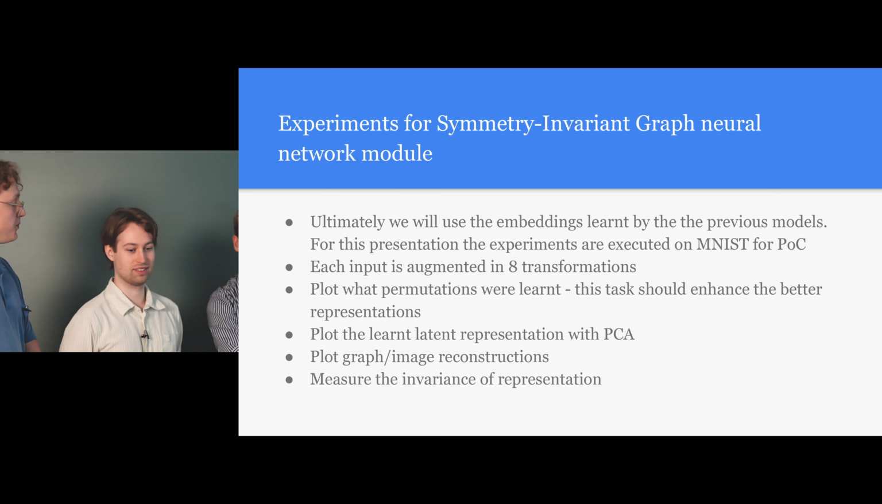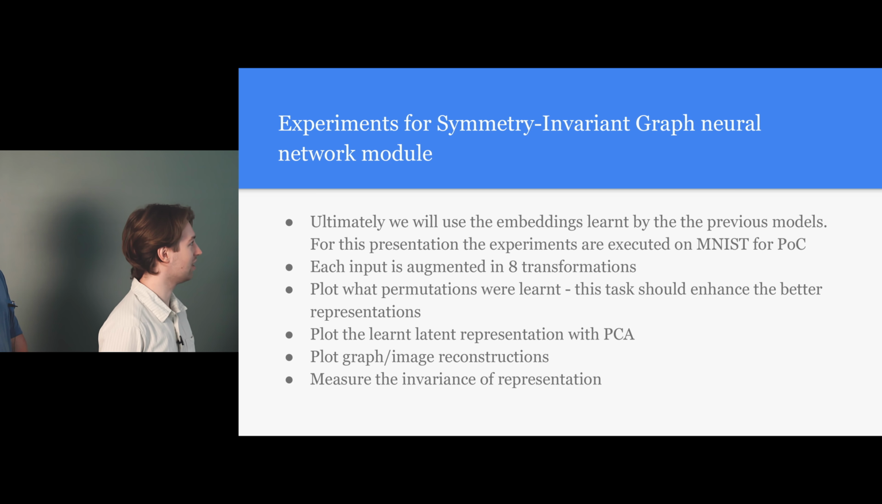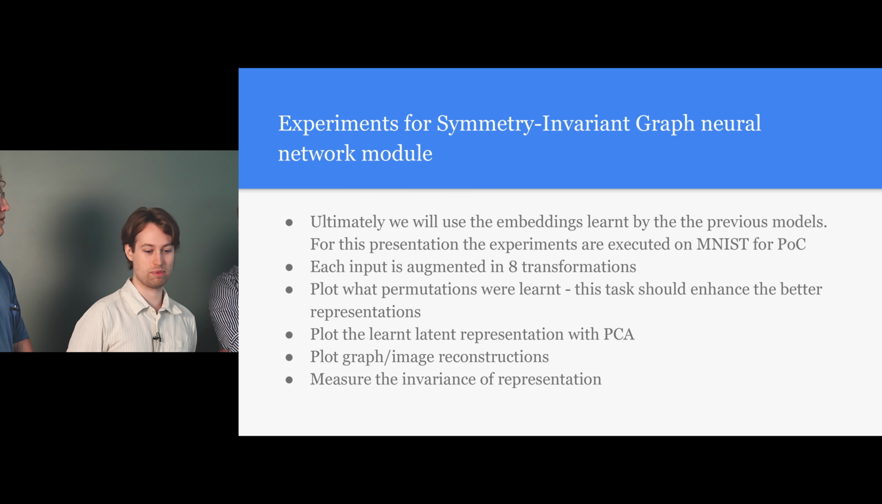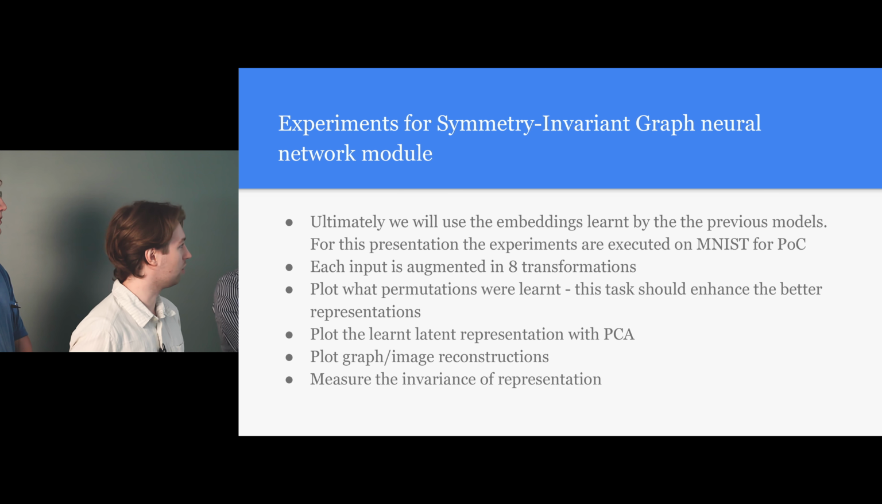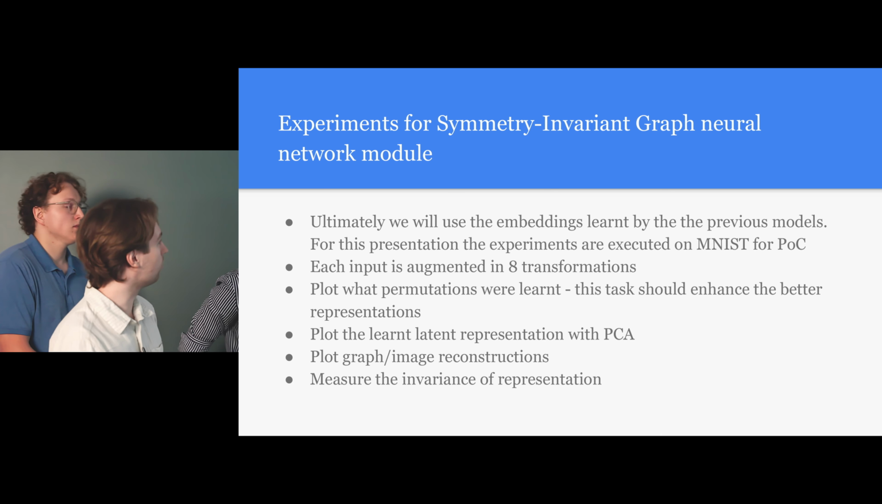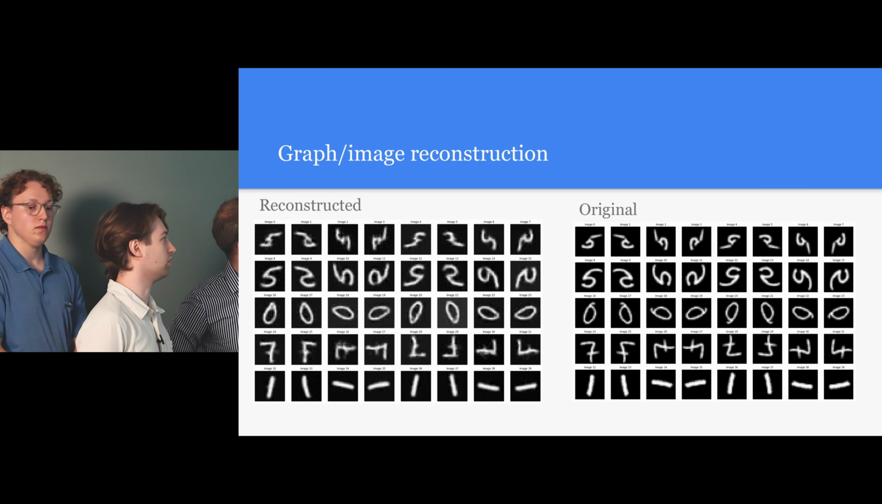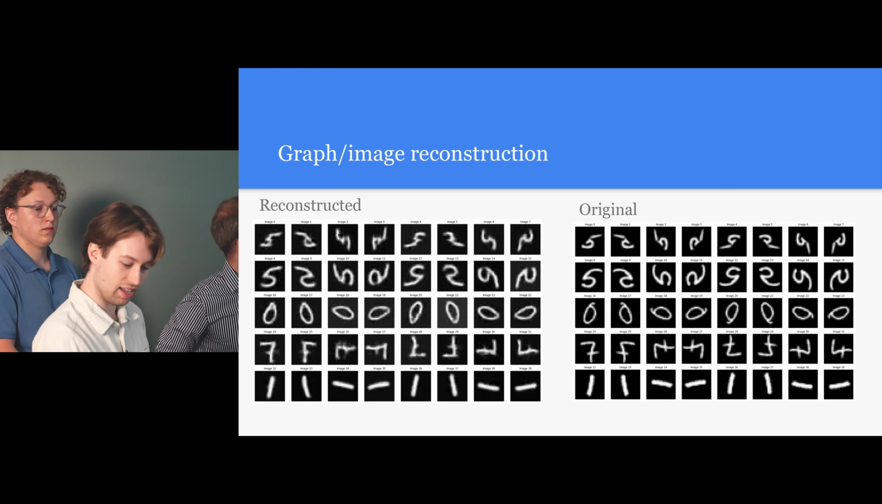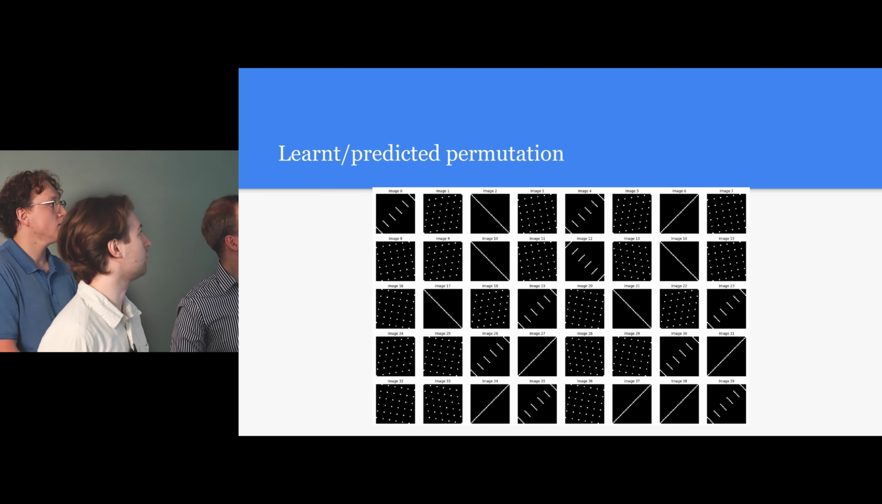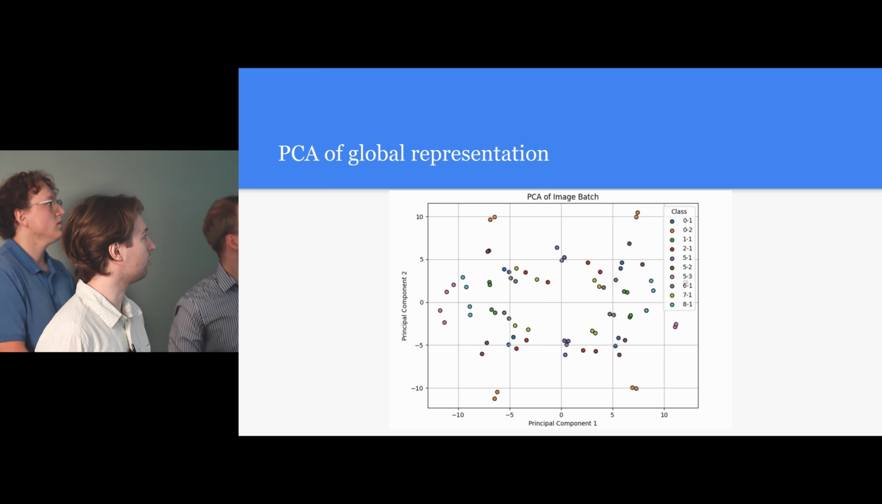And just one last part. We also checked this invariance for the global representation and showed how this looks in the latent space. One disclaimer: because it's a sequence model, the first initial experiments are on MNIST. So you can see the reconstruction for MNIST, but of course in the final model we will do this for the IMC data. And here are the predicted learned permutations. And here's the PCA of this global representation.